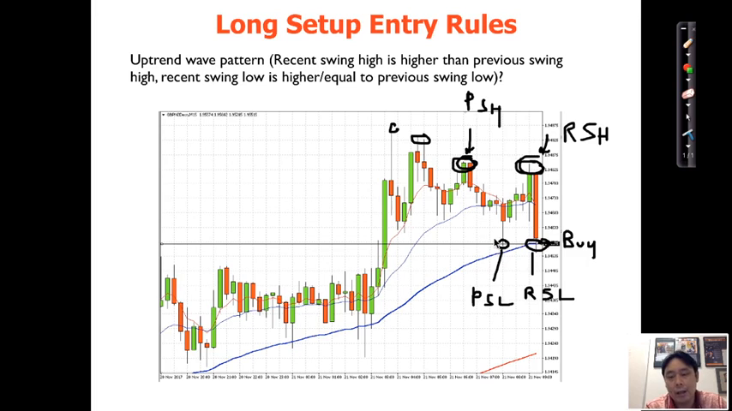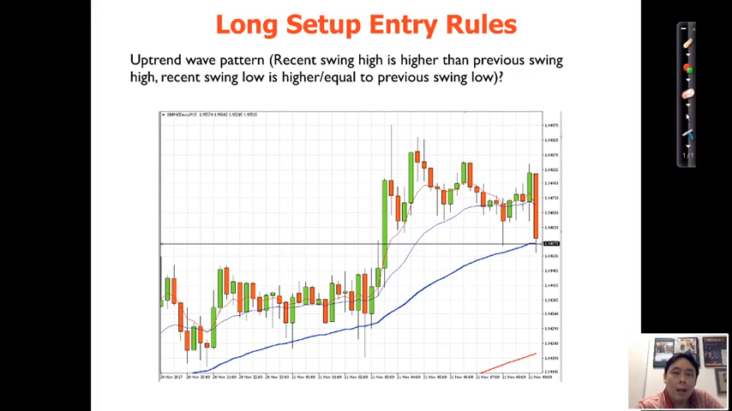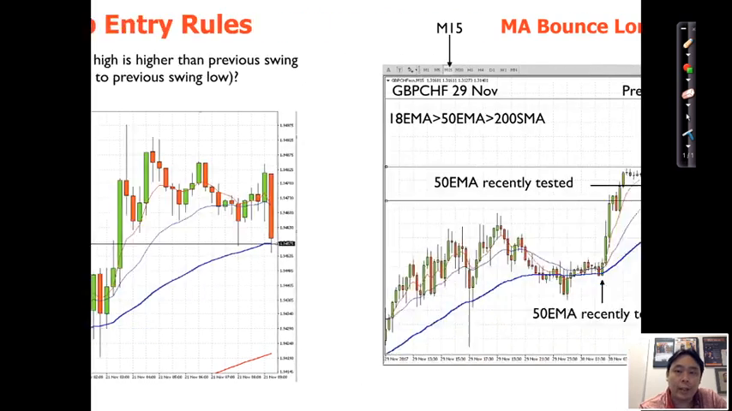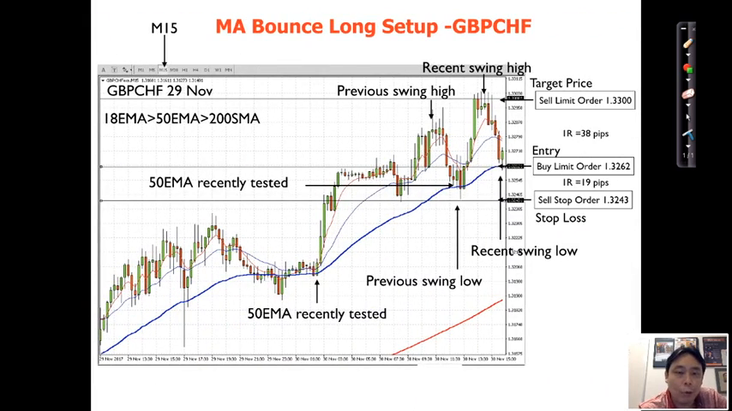Okay, so this swing low is fine, but the swing high is not fine because it's making lower highs, okay? We want to get higher highs and higher lows or equal lows, right? So this does not match the entry criteria. So I hope that makes it clear. All right, so let's take a look at some recent examples of this bounce setup going long.